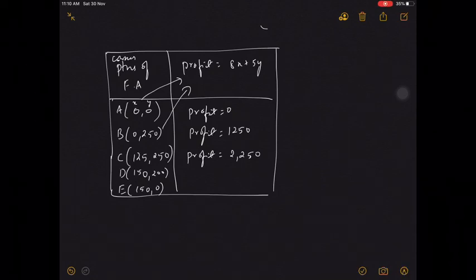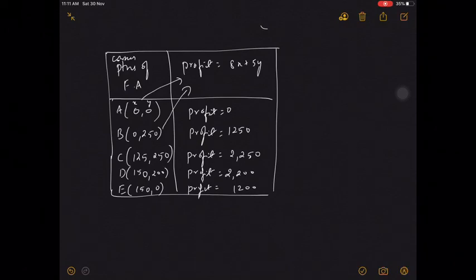Then we have D. When you put y as 200, 200 into 5 gives you 1000, plus 150 into 8 which is 1200, so the profit for this point is 2200 rupees. The last one, profit is equal to 150 into 8, that gives you 1200 rupees.